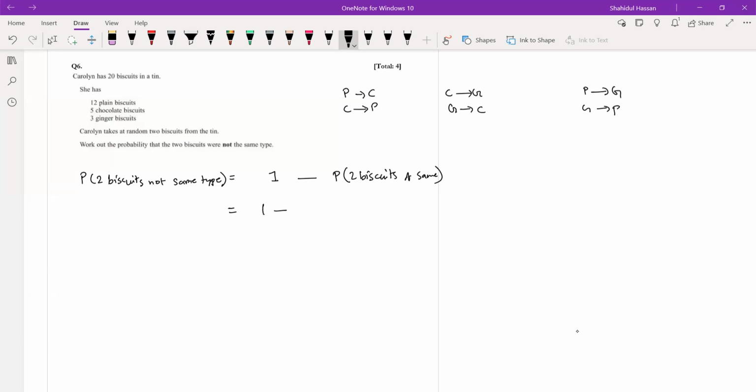What is the probability of 2 biscuits of the same type? So plain biscuit and plain biscuit. So what is the probability of the first? First I'm going to find 2 plain biscuits. The probability of the first one being plain is 12 over 20. The probability of the second one should be 11 over 19 because I have already chosen 1 biscuit. Probability of 2 chocolate biscuits: the first one being chocolate should be 5 over 20 and the second one should be 4 over 19.